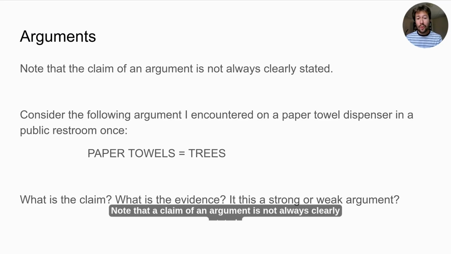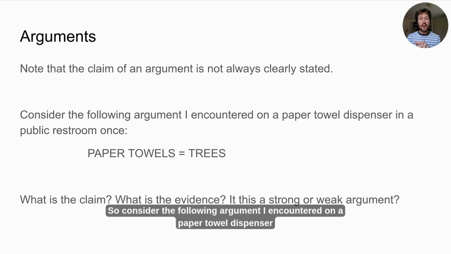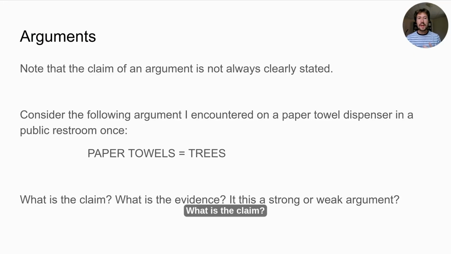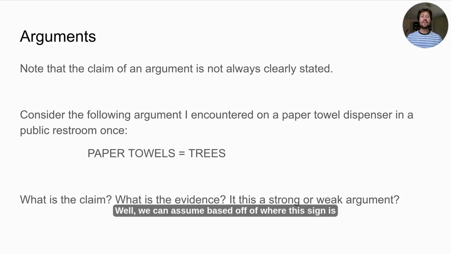Note that a claim of an argument is not always clearly stated. So consider the following argument I encountered on a paper towel dispenser in a public restroom once. Paper towels equal trees. So this is an argument, even though it isn't clearly stating their claim. What is the claim? Well, we can assume based off of where this sign is and what it says, the claim is something along the lines of, be conscious of the amount of paper towels you use. Don't use too many paper towels.